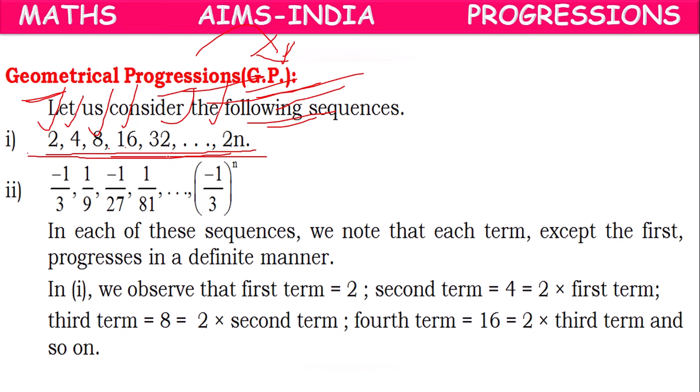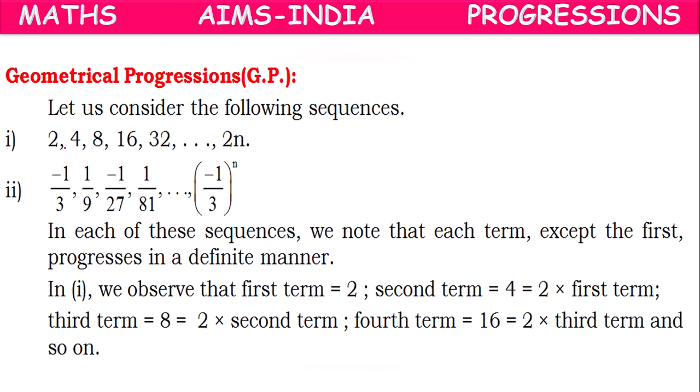And one more thing, not only are they even, 2 times 2 is 4, 4 times 2 is 8, 8 times 2 is 16, 16 times 2 is 32. Except the first term, all the other terms are obtained by multiplying the previous term with 2. How have we got 8? By multiplying 4 with 2. How have we got 32? By multiplying its previous term with 2.